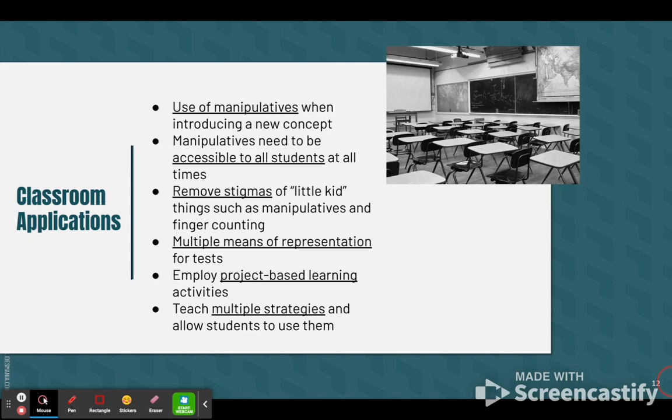And then the next thing is multiple means of representation for tests. So allowing students to show what they know through drawings, models, manipulatives, or even a video of them explaining the steps. One way to show what they know is not equitable. And then next, employ project-based learning activities. Have students show their knowledge through project-based learning activities, allowing them to work in a team and showing their understanding in different ways. And finally, teach multiple strategies and allow the students to use whatever strategy works for them.